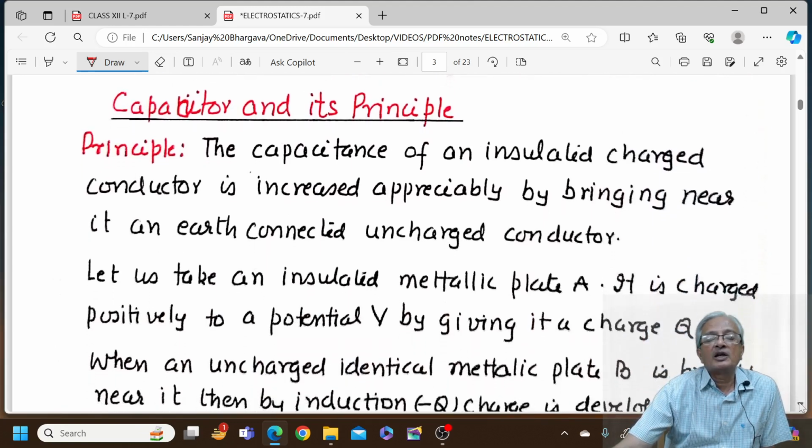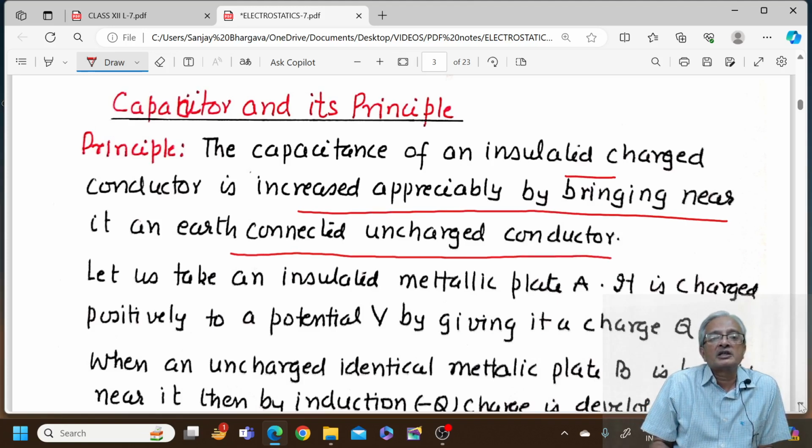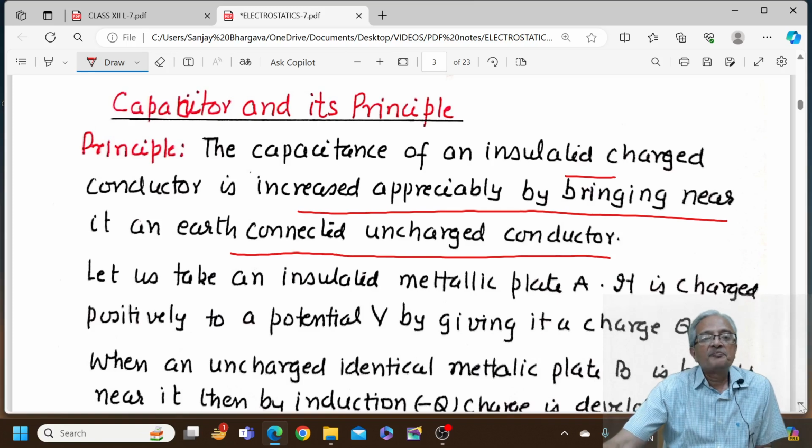Now we want to understand what is the principle of capacitor. Then we'll define what is a capacitor. The capacitance of an insulated charged conductor is increased appreciably by bringing near it an earth connected uncharged conductor. So what does it say? If I want to increase the capacitance of an insulated charged conductor, then bring near it a grounded, connected, uncharged conductor. How does it lead to the increase of capacitance?